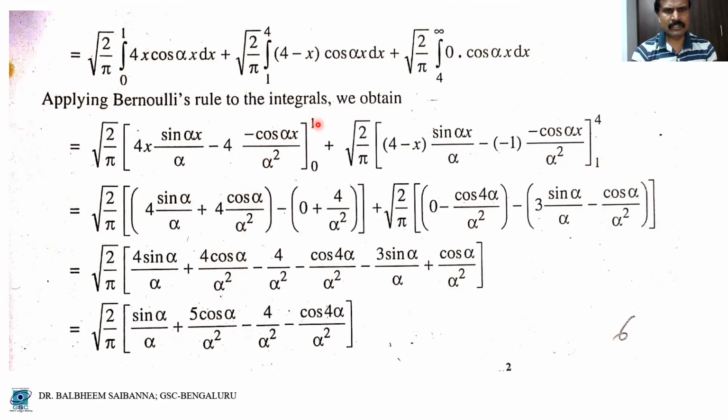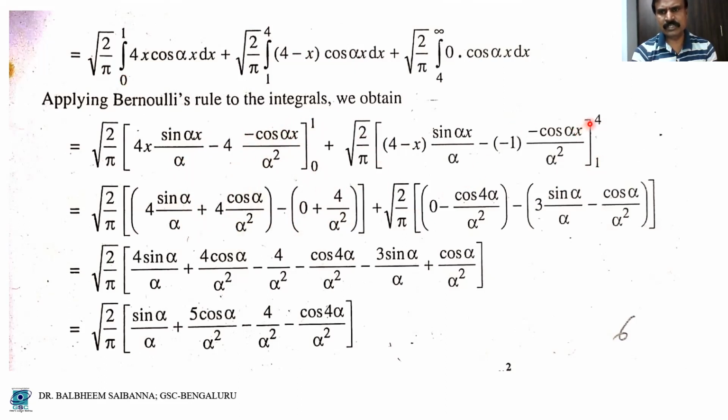Substituting the upper limit 1 in the first integral, we get 4 sin alpha by alpha, minus into minus, plus 4 cos alpha by alpha square. We substitute the upper limit throughout. For the lower limit, sin 0 value is 0, and cos 0 value is 1, that is minus into minus plus 4 by alpha square. Root of 2 by pi as it is.